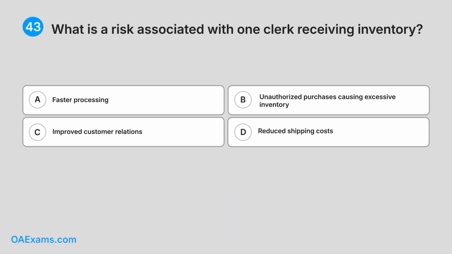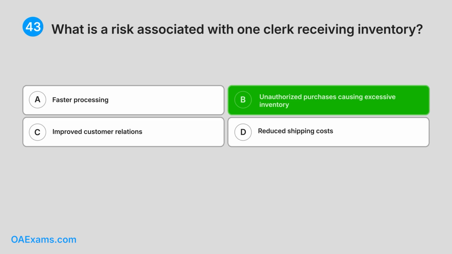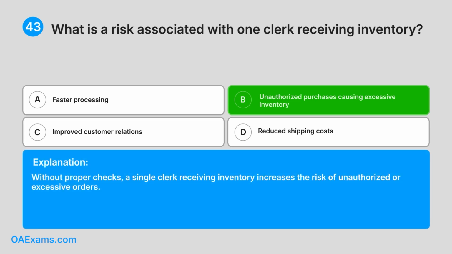Correct answer. B. Unauthorized purchases causing excessive inventory. Explanation. Without proper checks, a single clerk receiving inventory increases the risk of unauthorized or excessive orders.